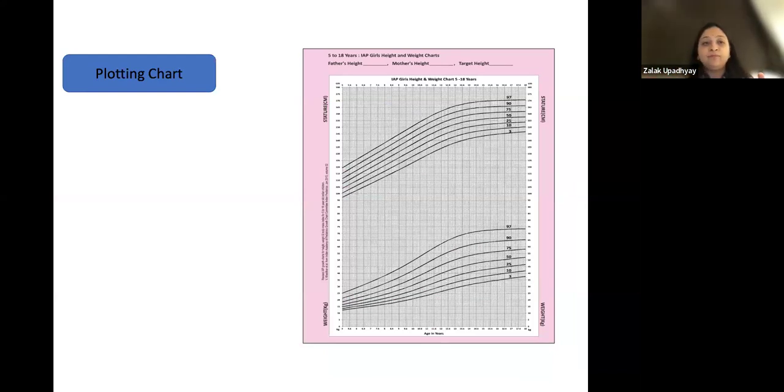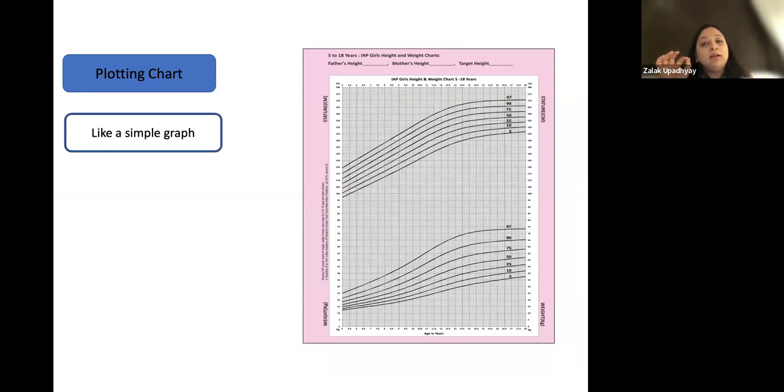Now, how do we plot it? Whenever we plot, first remember the name and exact date of birth should be there, because it just cannot be 3.5 years as parents say, or 4 years, 3 years. No, you have to be very accurate: 3 years 2 months, 3 years 1 month, 3 years 8 months. That is how you have to calculate. That is why you need the date of birth.